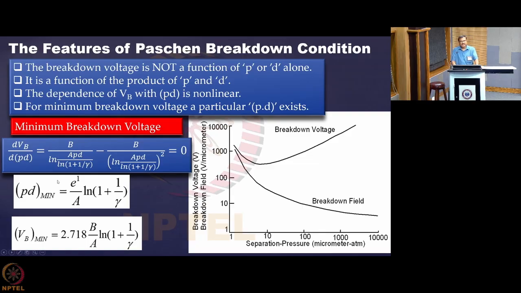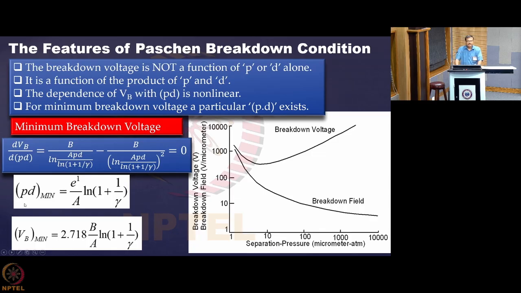So PD minimum has some value, but you are seeing here that VB minimum is almost independent of pressure. See, B by A log of 1 plus 1 by gamma does not have any pressure component. Okay. So this gamma is a function of the property of the gas, and this is the expression for the minimum breakdown voltage. And PD minimum is again E by A log of 1 plus 1 by gamma. Here this is the product of pressure and the discharge gap.